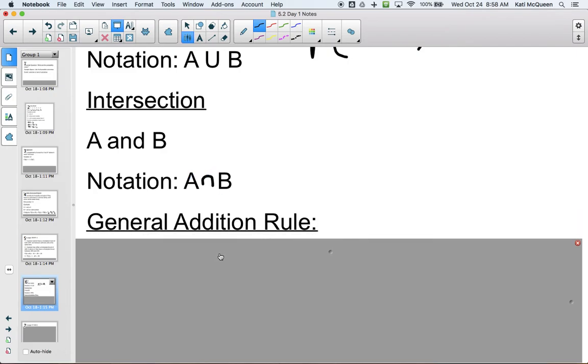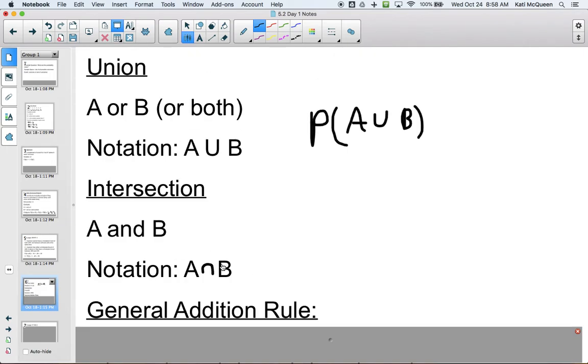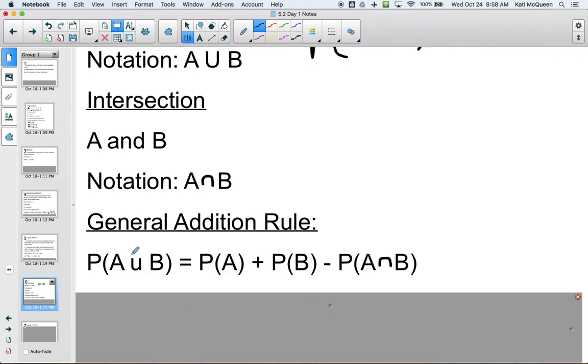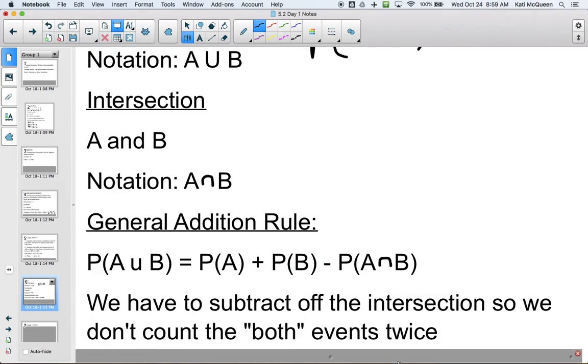All right, and we need both of these things to look at something called the general addition rule. The general addition rule is what we need when we're finding the probability of a union for two events. We say the probability of A or B is equal to the probability of A plus the probability of B. When we had disjoint events, we had the same formula. But when our events are not disjoint, we have to subtract off the intersection. So it's probability of A plus probability of B minus the intersection. The reason for that is this here. We have to subtract off the intersection so we don't count the both events twice.